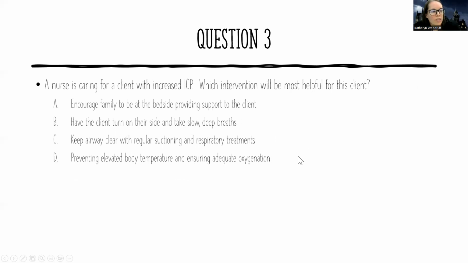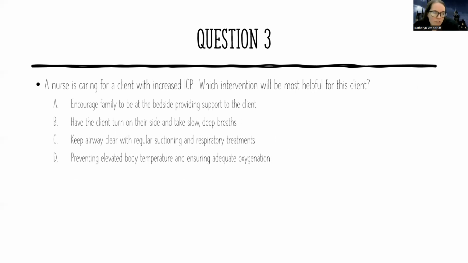So a nurse is caring for a client with increased ICP. Which intervention will be most helpful for this client? So real quick, a client with increased ICP, what's going to be most helpful? A lot of questions might ask this. In other words, we're looking at what things are going to decrease the increase in their intracranial pressure, or decrease the increasing pressures in their brain.